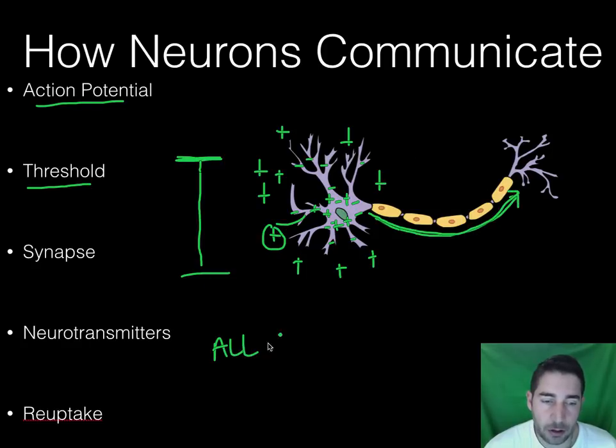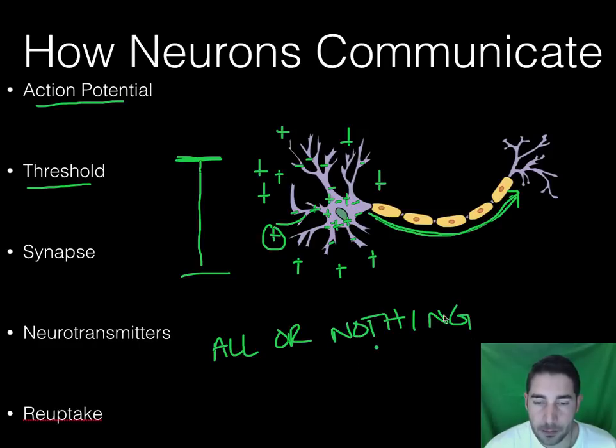That's called the all-or-nothing principle. You're either going to get the entire electrical charge going down or nothing, and that's only when it reaches this threshold. If you don't reach the threshold, nothing goes down. So this could be stimulated a little bit, but unless it's stimulated enough to reach the threshold, nothing's going to happen.